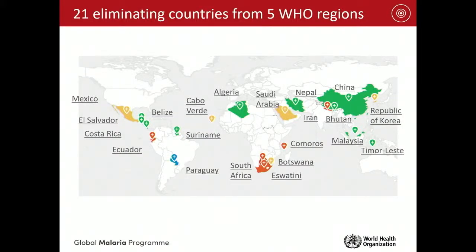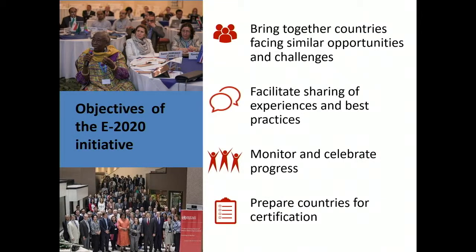And these are our 21 countries from 5 WHO regions. So we have 7 countries in the Americas, 6 in Africa, 2 in the Eastern Mediterranean, 3 in Southeast Asia, and 3 in the Western Pacific. These countries are quite distinct in terms of their malaria history, their malaria ecologies, their GDP per capita, their geographic location. But we find actually that they have many common issues, and that's allowed us to take advantage of this wide network. So the objectives of the initiative are to bring countries together.